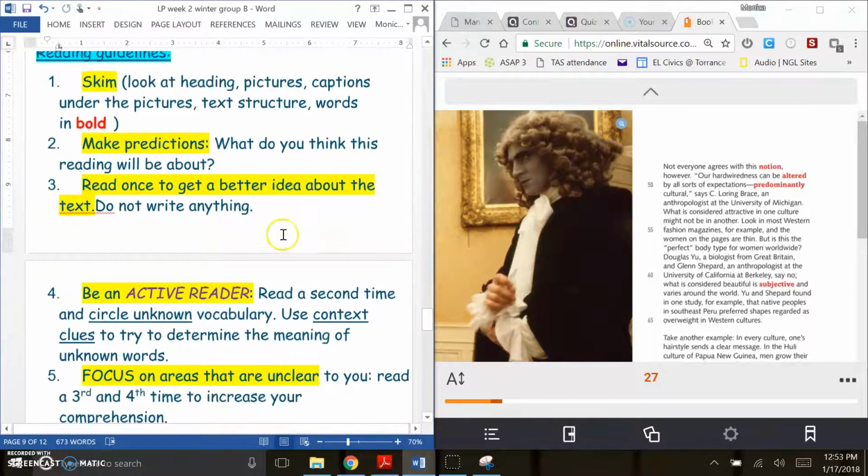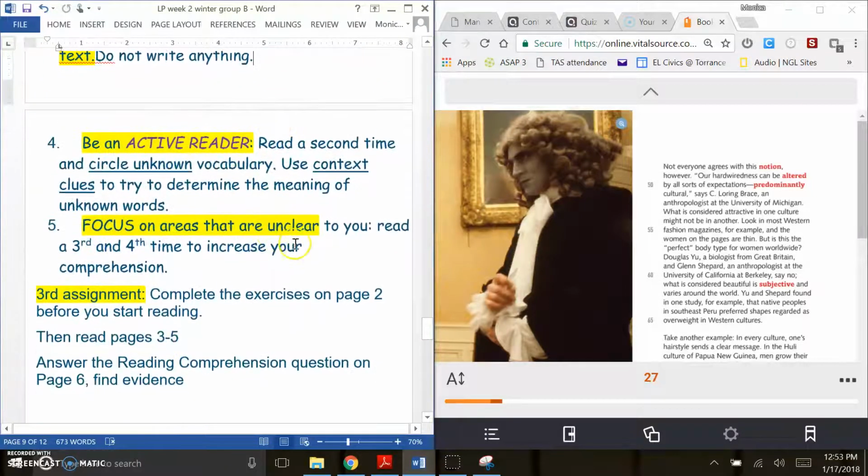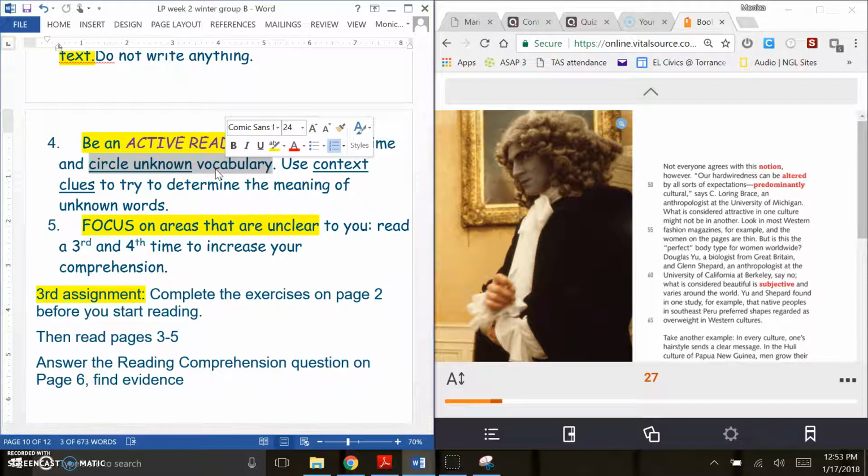You will write in step 4. Step 4 tells me to be an active reader. So that means that I'm going to do actions. Now, I'm going to read and I'm going to circle unknown vocabulary, okay? In this part, I want you to use your pencil, your pen, your highlighter. Write all over your page. Write all over it, okay?